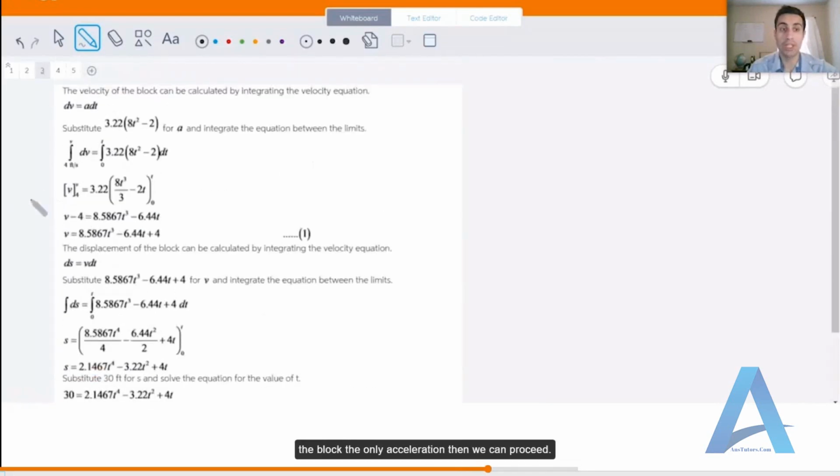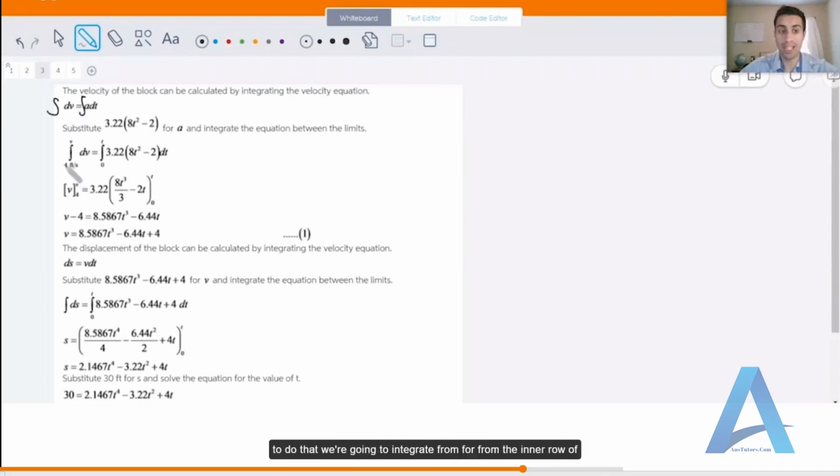Then we can proceed. Now we want to use the velocity. We know the velocity of the block can be calculated by integrating the acceleration equation. So dv equals a dt. So we can integrate these to obtain the velocity equation. Once we integrate dv, we only get v.